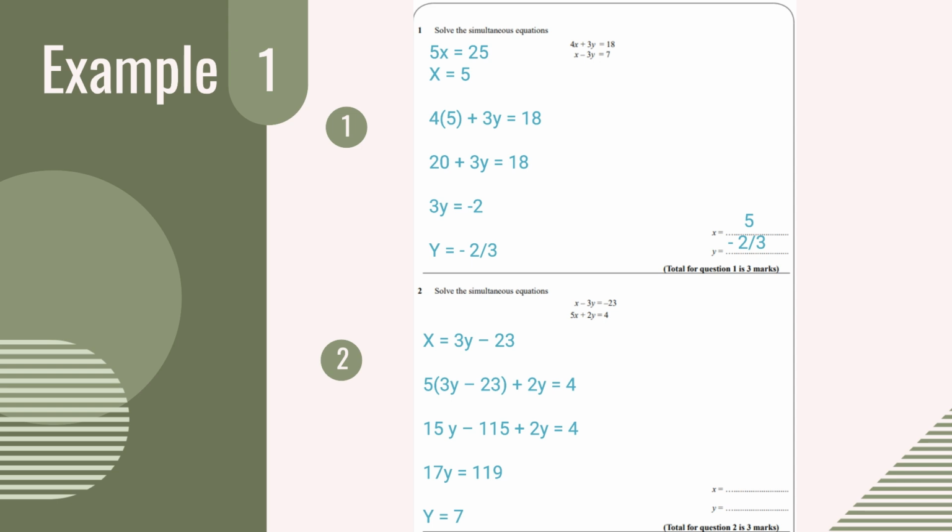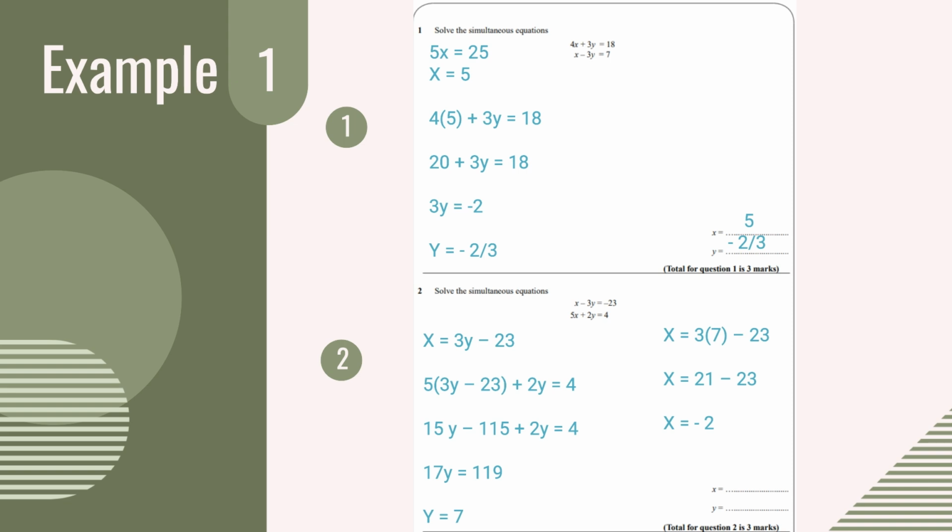So we do 5 bracket 3y minus 23 bracket plus 2y equals 4, giving us 15y minus 115 plus 2y equals 4. And then if we plus 115 to the other side and we do 15y plus 2y, we get 17y equals 119. And you can use your calculator, divide that by 17, and you get y equals 7.